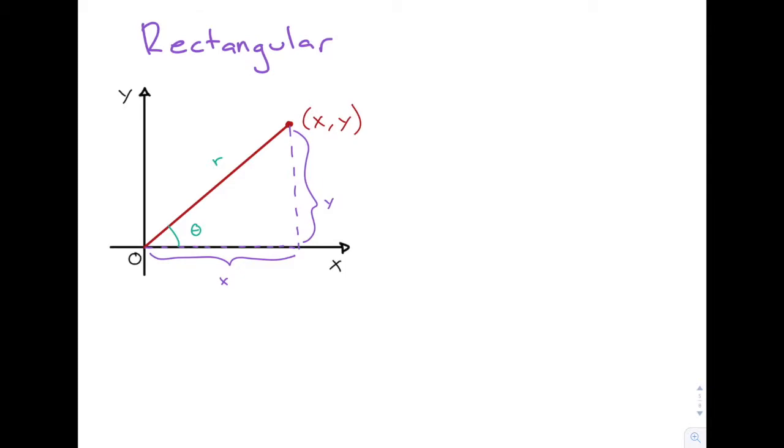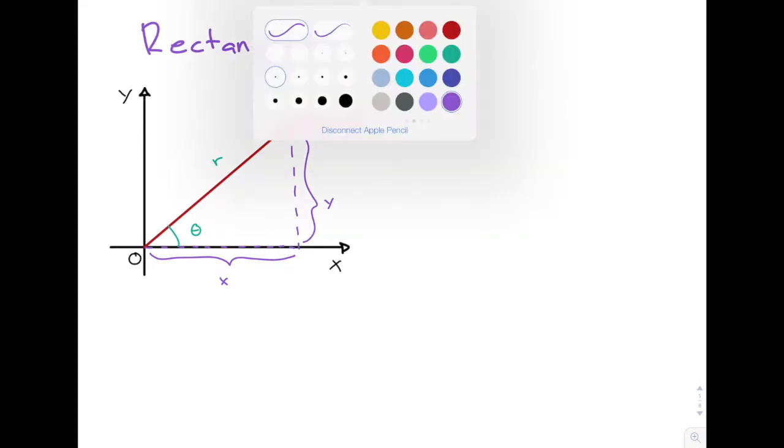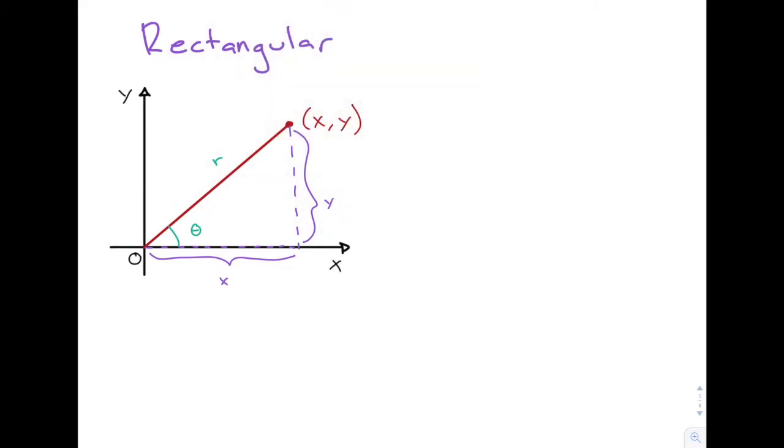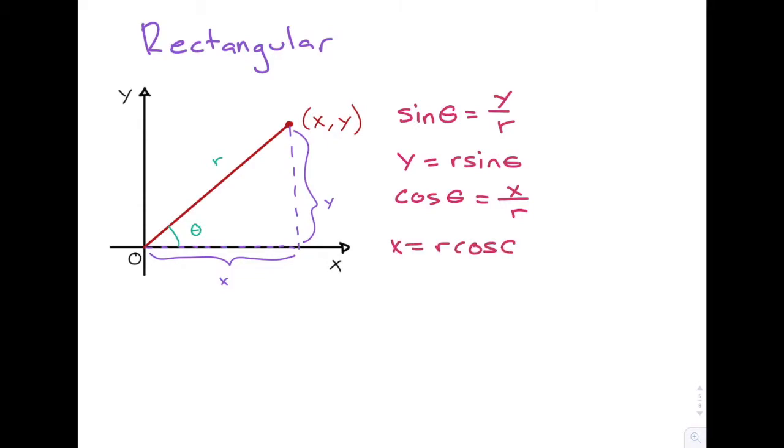So if we have our point x y there, which is in rectangular coordinates, and we want to write that in terms of r and theta. So we want x in terms of r and theta and y in terms of r and theta. Well, that just makes me think of sines and cosines, right? If we take, for example, sine of theta, that would give us y over r, which would imply that y equals r sine theta. And similarly, since cosine theta equals x over r, x equals r cosine theta.